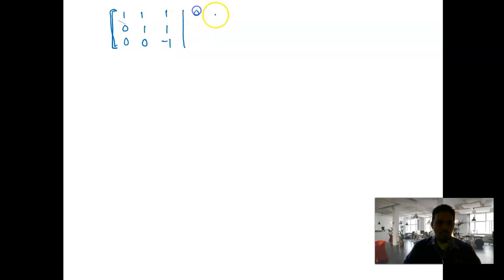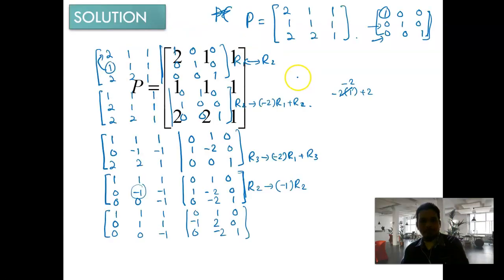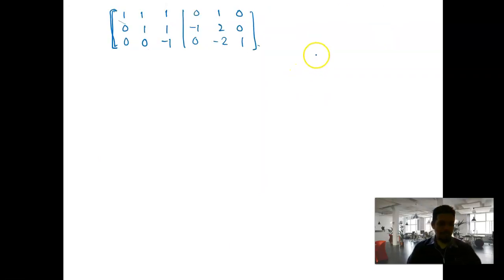Okay, 0, 1, 0, negative 1, 2, 0, 0, negative 2, 1. Okay, so then next, we are targeting this part here, because this is our reference: 0, 1, 0, 0, 1, 0, 0, 0, 1, 0, 0, 0, 1. So we are focusing on this part here now.